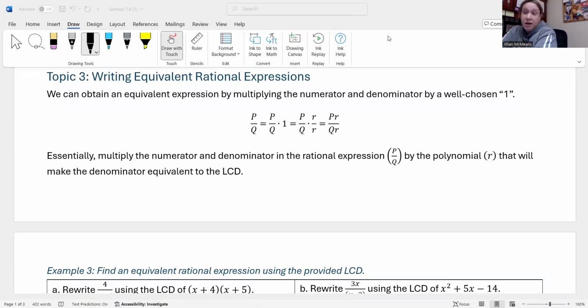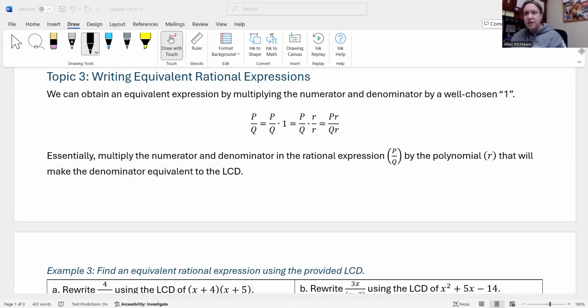Once we have an LCD, whether we're dealing with fractions or rational expressions, we then have to find equivalent forms of those fractions or rational expressions where the denominator is the LCD. So what we do is we obtain an equivalent expression by multiplying the numerator and denominator by a well-chosen 1. We're looking for what I would multiply my denominator by so that my denominator becomes the LCD. But whatever I multiply my denominator by, I have to then multiply my numerator by that same value, because that gives us a well-chosen 1.